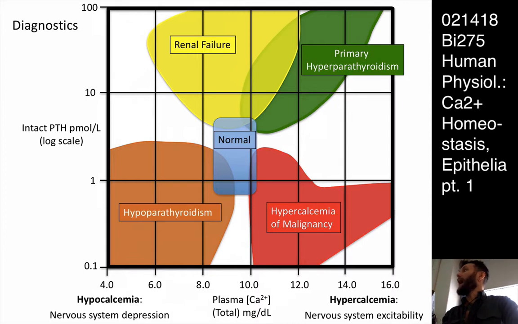However, if there is abnormally high calcium and abnormally high parathyroid hormone, then you can have hyperparathyroidism. That means your parathyroid gland is dysfunctional and is not responding to the calcium cue in the blood, and it's just pumping out more and more parathyroid hormone, driving your calcium levels way, way up.